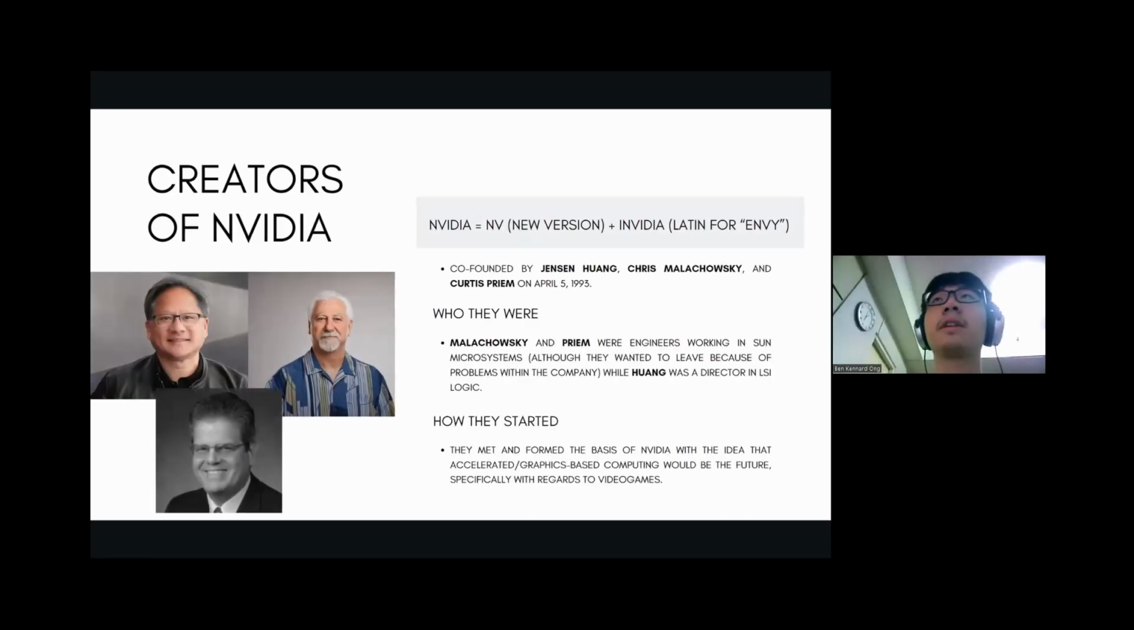Okay, so the creators of Nvidia were three people: Jensen Huang, Chris Malachowski, and Curtis Priam. They formed it on April 5, 1993. Malachowski and Priam were engineers working in Sun Microsystems. They wanted to leave though because there were internal problems within the company. Huang was in a better state since he was a director at LSI Logic. They supposedly met at a Denny's and then formed the basis of Nvidia with the idea that accelerated or graphics-based computing would be the future, specifically with regards to video games.